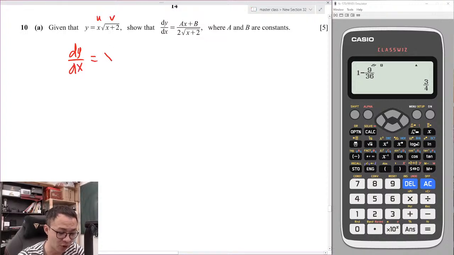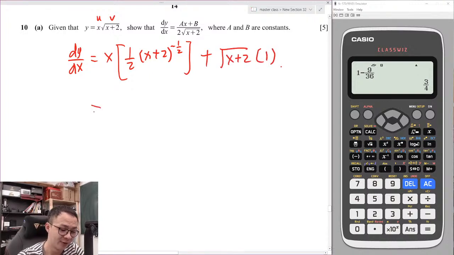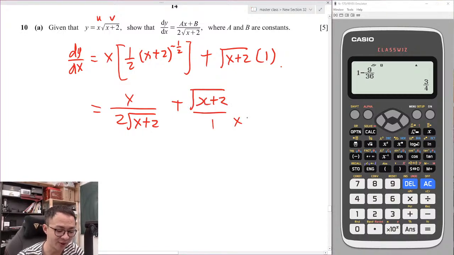Use the product rule. Copy the first one, differentiate the second one. This is (x plus 2) to the power half, minus 1, negative half. And then plus, copy the v, differentiate the u, 1. So which is x over 2 square root of (x plus 2), plus square root of (x plus 2) over 1. Make them the same denominator, times 2 square root of (x plus 2) over 2 square root of (x plus 2).